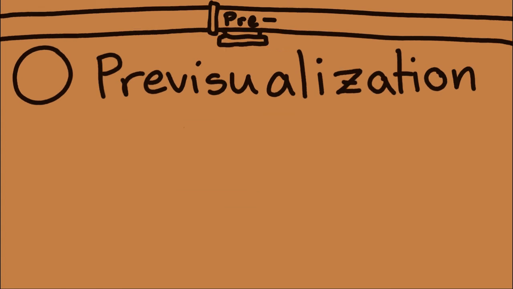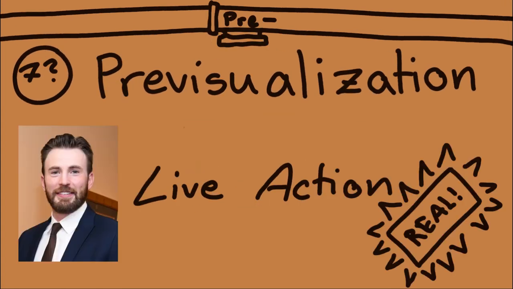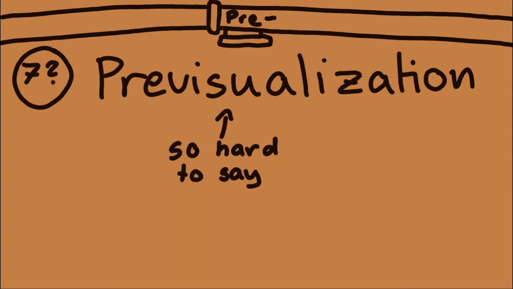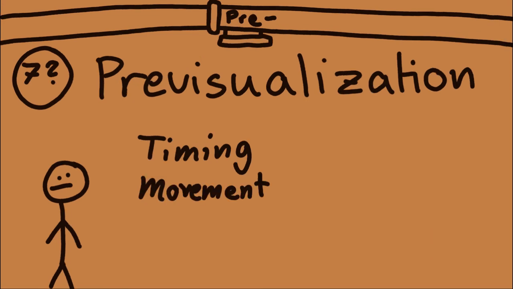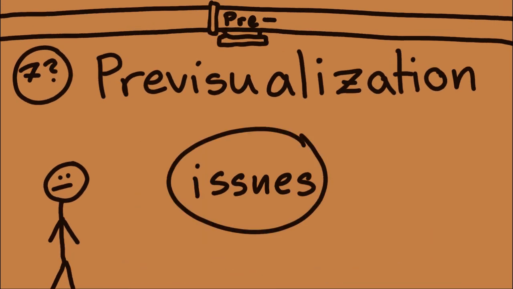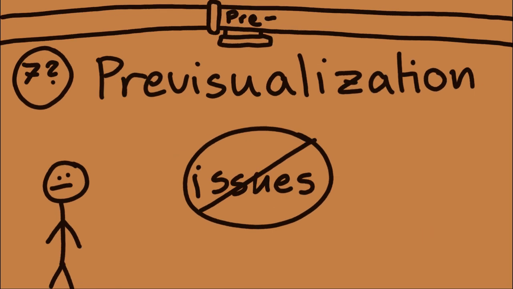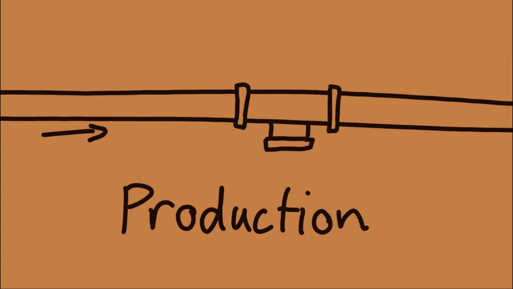Pre-visualization can also happen during the pre-production stage, although it's typically only used in 3D animation or live-action films. In pre-visualization, digital stand-ins are used to work out the timing, movement, and positions in the 3D space. This allows any issues that the shot presents to be worked out before rendering the final product. Once the pre-production stage is complete, the animators then move on to the production stage.